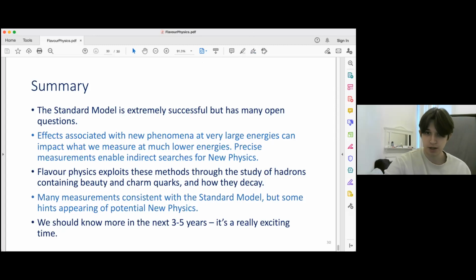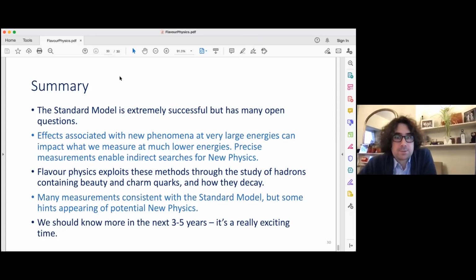Our first question by Oshi is, what do we hope to discover through the upgrades of LHCb? Yeah, that's a really good question. Thanks for asking it.